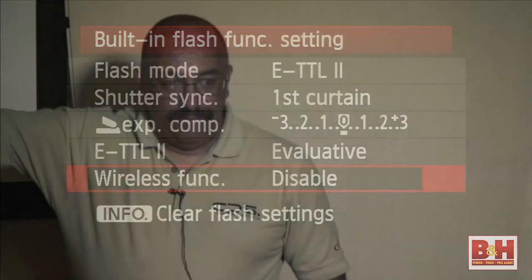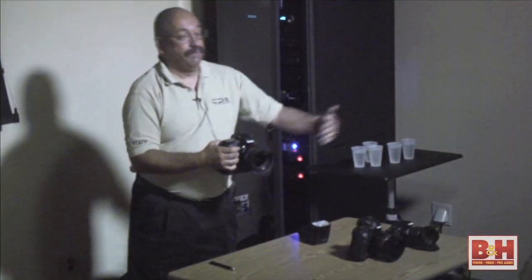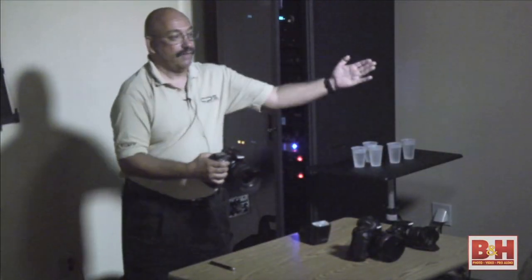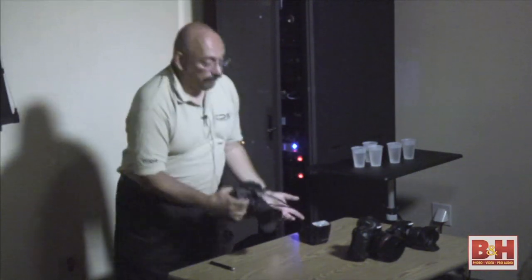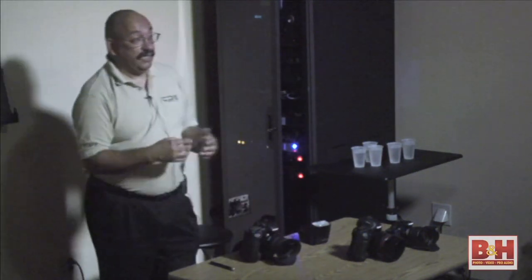Wireless function. The 7D is the first camera in our lineup where we can use the built-in flash to trigger off-camera speed lights with wireless ETTL. It can be one flash off the camera, or an unlimited number of flashes off the camera. It's a very cool feature. We call it the integrated speed light transmitter.